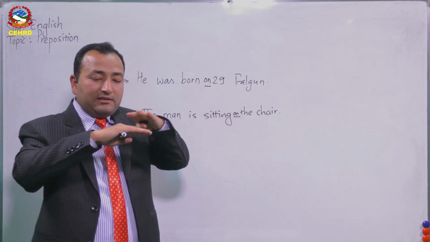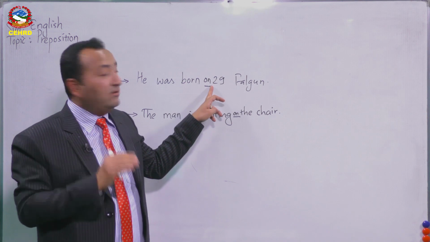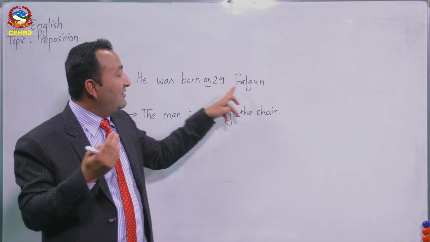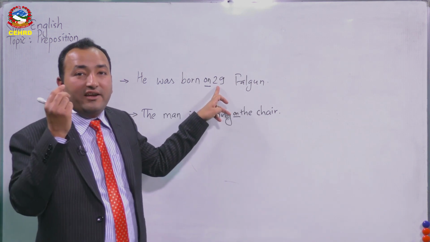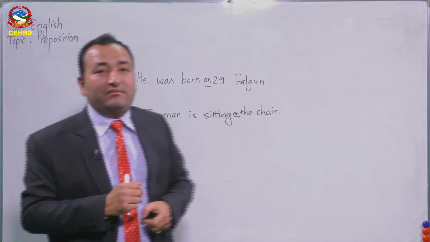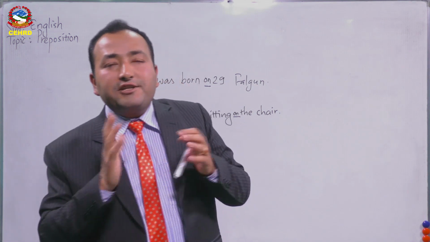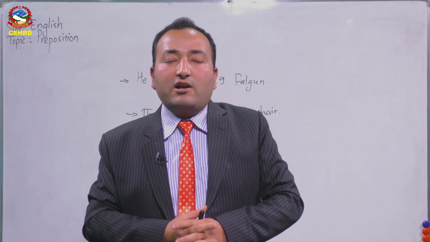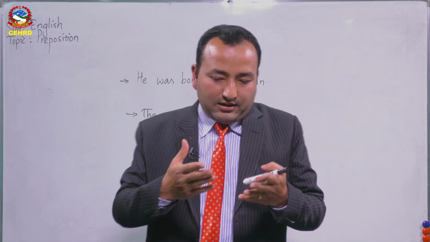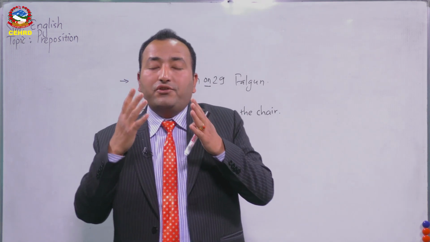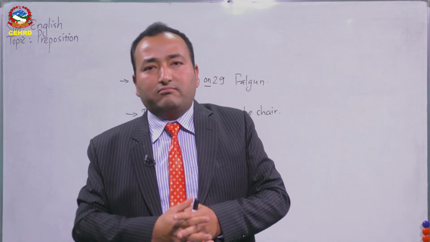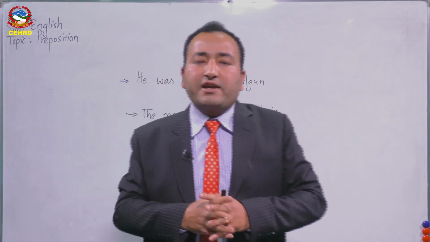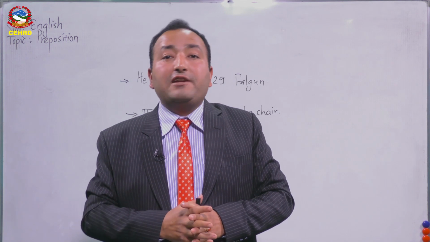So "on", because it touches the surface. But here "on" is not touching the surface of 29 or Falgun. It's just a day. So when it's a day, we use "on". This means there are varieties of prepositions. Sometimes prepositional words describe or relate time, sometimes place, sometimes position, sometimes movement, sometimes directions. And so there are varieties of relations.